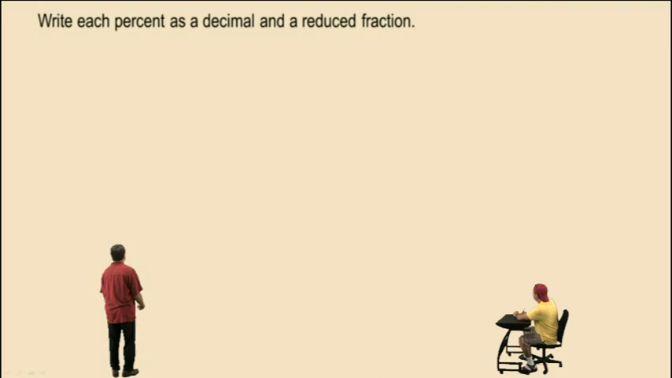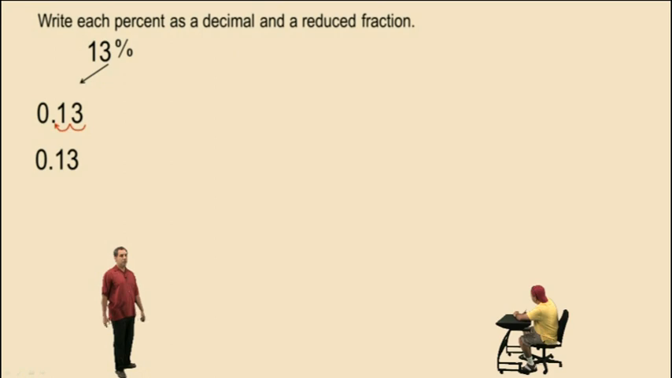Write each percent as a decimal and a reduced fraction. So here, we are going to convert percents to decimals and to fractions. Let's start with 13%. Well, that's 13. We move it 2 places to the left, and we get 0.13, or 13 hundredths.